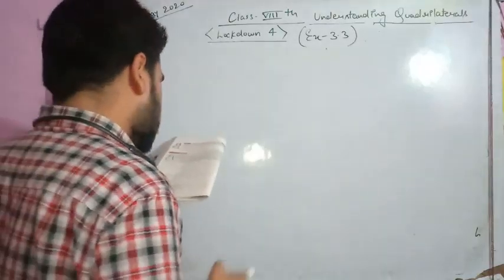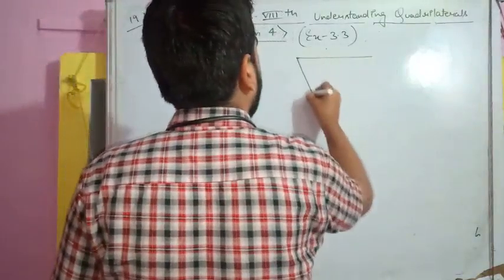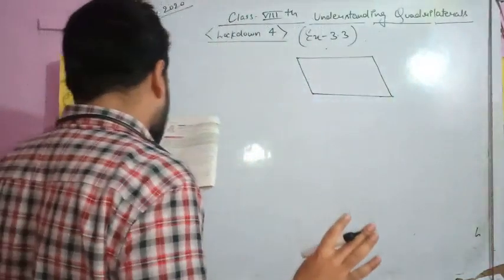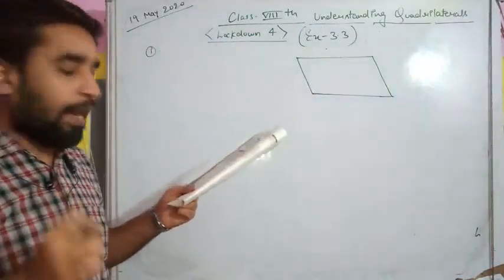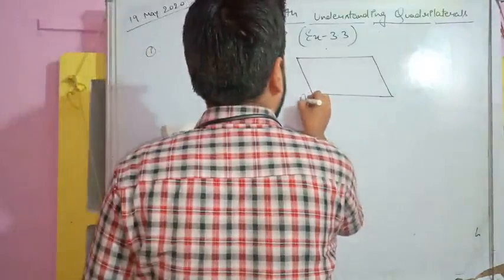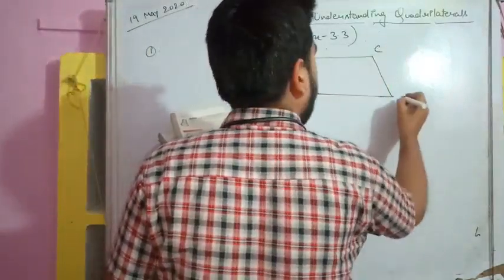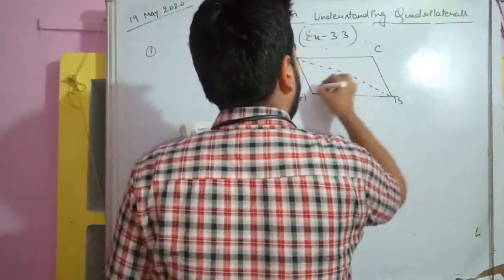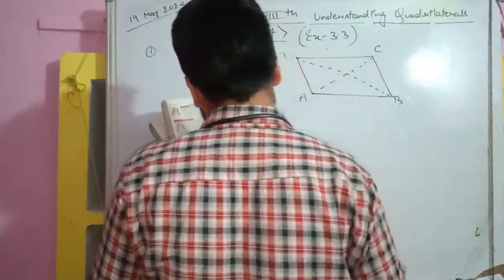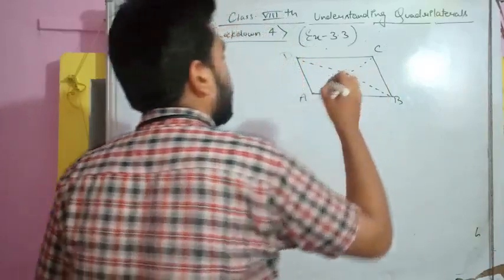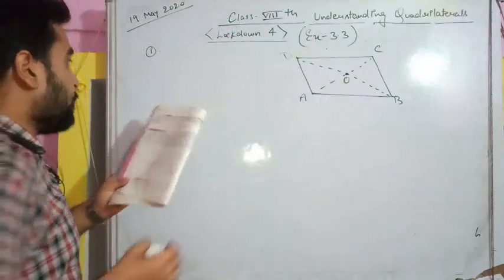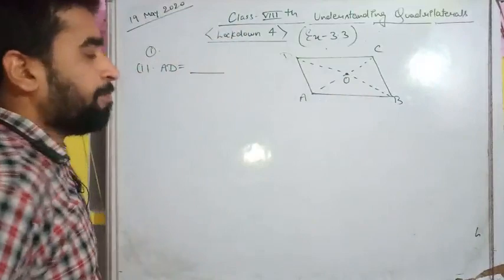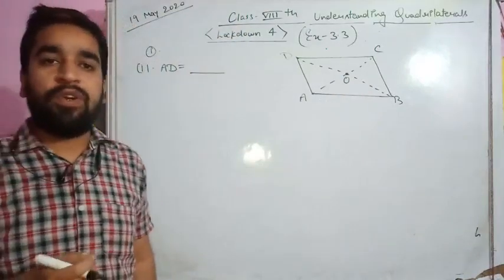Exercise 3.3. One figure is given, and it is mentioned to us that this is a parallelogram. In the parallelogram, the diagonals AC and BD, as I have drawn in the figure, intersect at a point, and the point of intersection is O. They are asking a fill in the blanks: AD will be equal to dash. We have to tell which one AD is equal to.